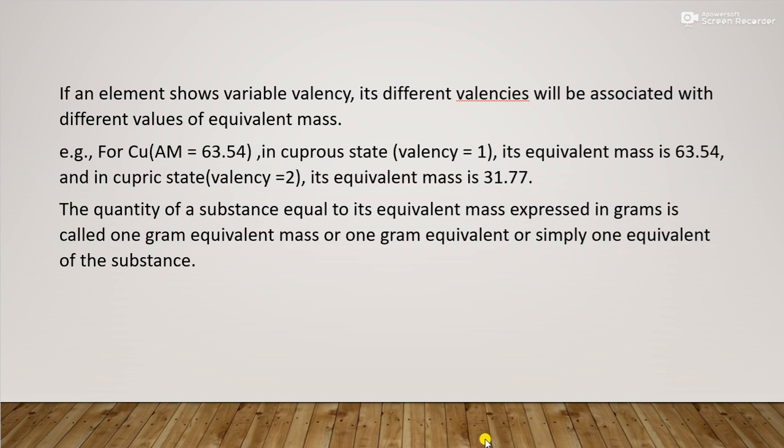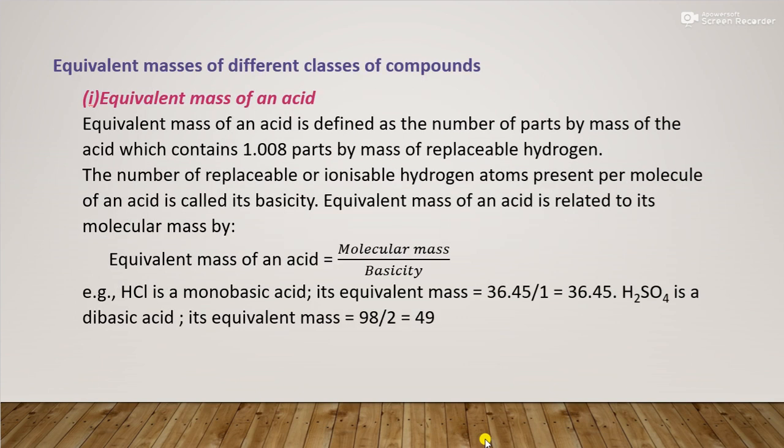Okay, then the next term is 1 gram equivalent mass or 1 gram equivalent or simply 1 equivalent of the substance. The quantity of a substance equal to its equivalent mass expressed in grams is called 1 gram equivalent mass or 1 gram equivalent or simply 1 equivalent of the substance. Okay, then next is equivalent masses of different classes of compounds.